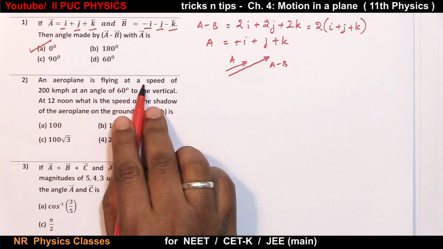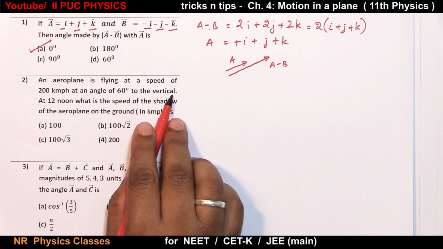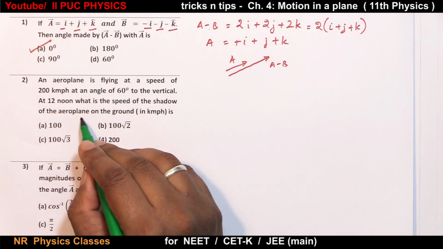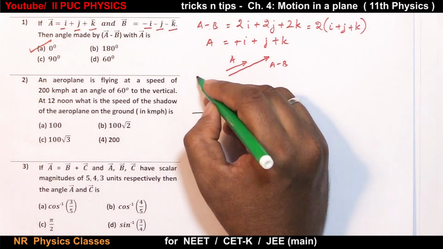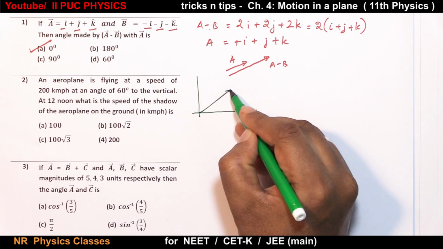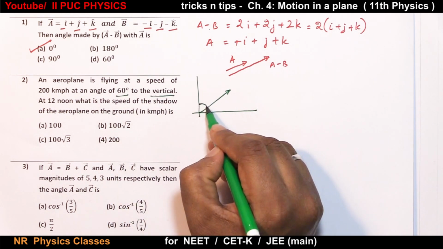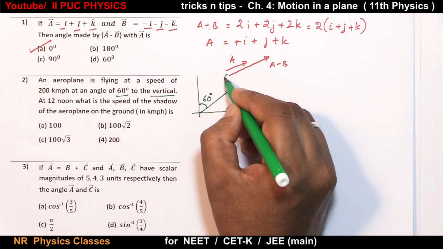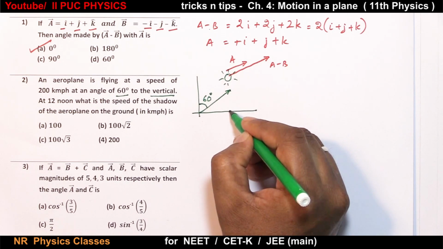An aeroplane is flying at a speed of 200 km per hour at an angle of 60 degrees to the vertical. At 12 noon, what is the speed of the shadow of the aeroplane on the ground? This is horizontal, this is vertical. This is the direction of motion of the aeroplane, which makes an angle of 60 degrees to the vertical, meaning this angle. At 12 noon, if the sun is somewhere here, then the shadow of the aeroplane is on the ground.